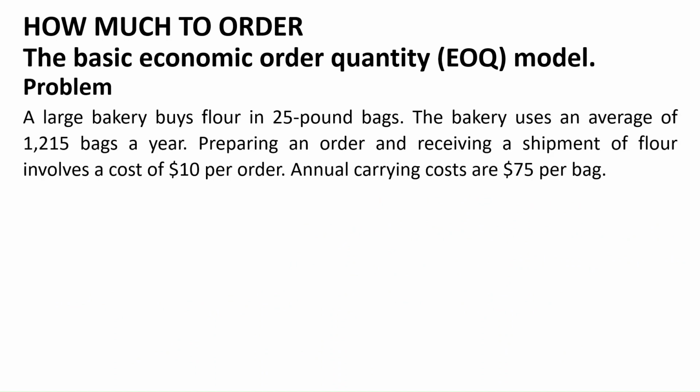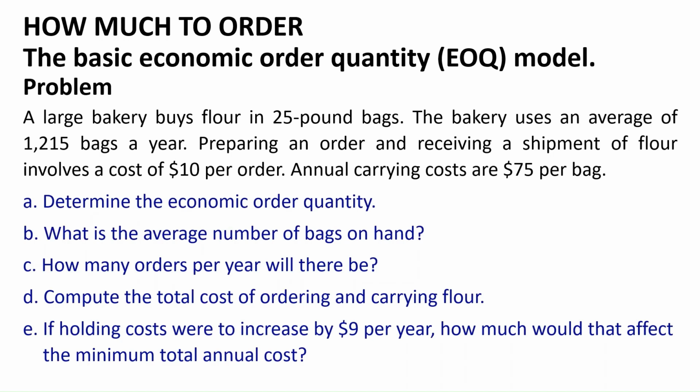A large bakery buys flour in 25-pound bags. The bakery uses an average of 1,215 bags a year. Preparing an order and receiving a shipment of flour involves a cost of $10 per order. Annual carrying costs are $75 per bag. Determine the economic order quantity. What is the average number of bags on hand? How many orders per year will there be? Compute the total cost of ordering and carrying flour. If holding costs were to increase by $9 per year, how much would that affect the minimum total annual cost?